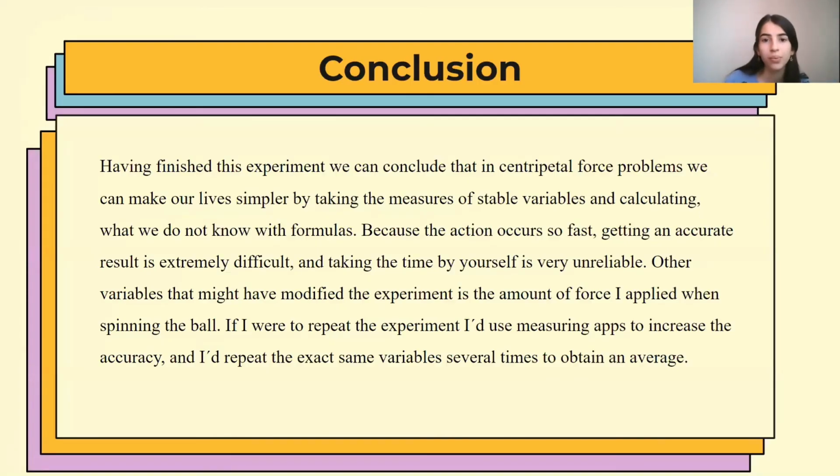To conclude, we can reach the conclusion that in centripetal force problems, we can make our lives simpler by just taking the measures of stable variables and calculating what we do not know with formulas. Because the action occurs so fast, getting an accurate result is extremely difficult, and taking the time by itself is very unreliable. Other variables that might have modified the experiment include the amount of force I applied when spinning the ball, which could have varied between my tries.